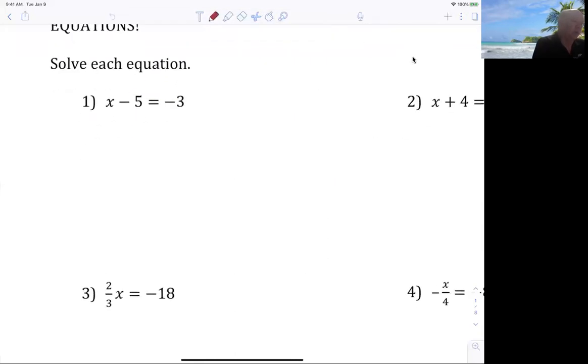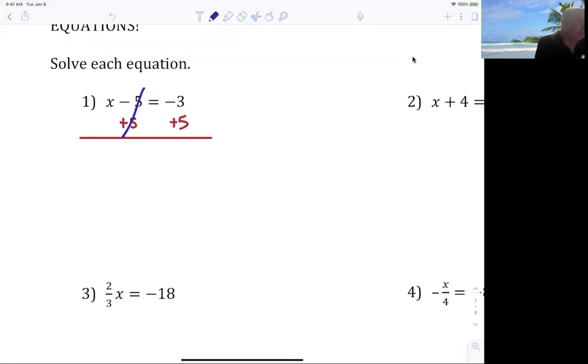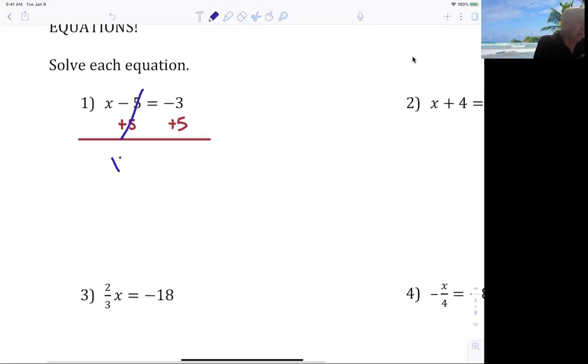Let's start out with number 1. This was just a one-step equation. So what we're going to do is add 5 to both sides. When we do that, remember, this cancels, and we're left with x equals -3 plus 5, which is 2.